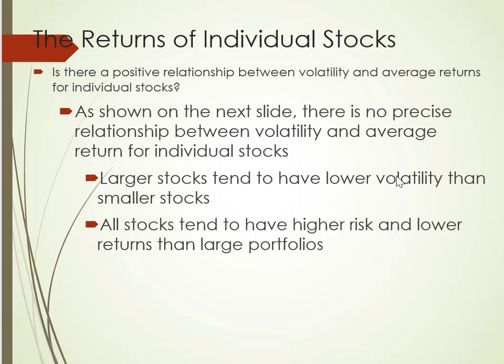But the first thing we'll think about is this relationship that we've been building, right? That there is a relationship between volatility and average returns. Large stocks tend to have lower volatility than small stocks. Small stocks tend to have higher risk and higher returns than large portfolios.